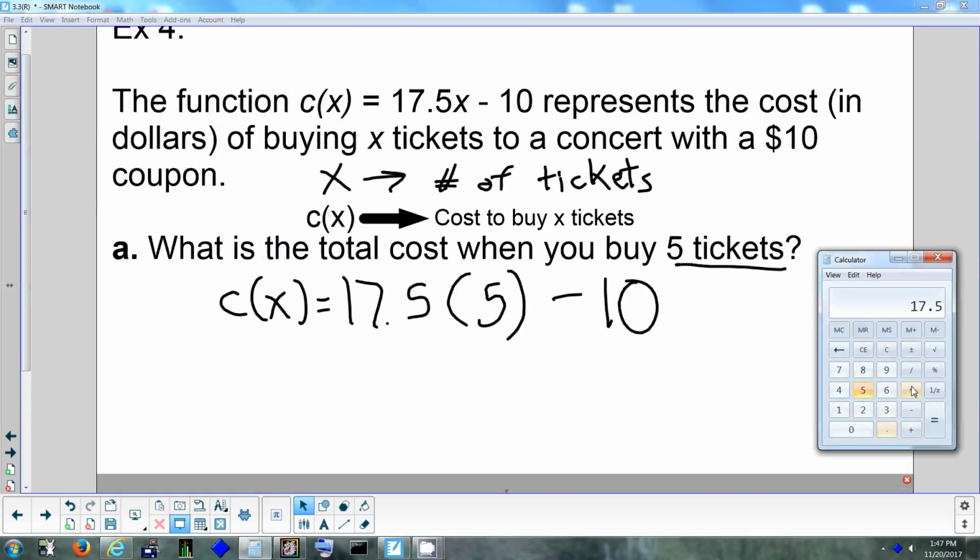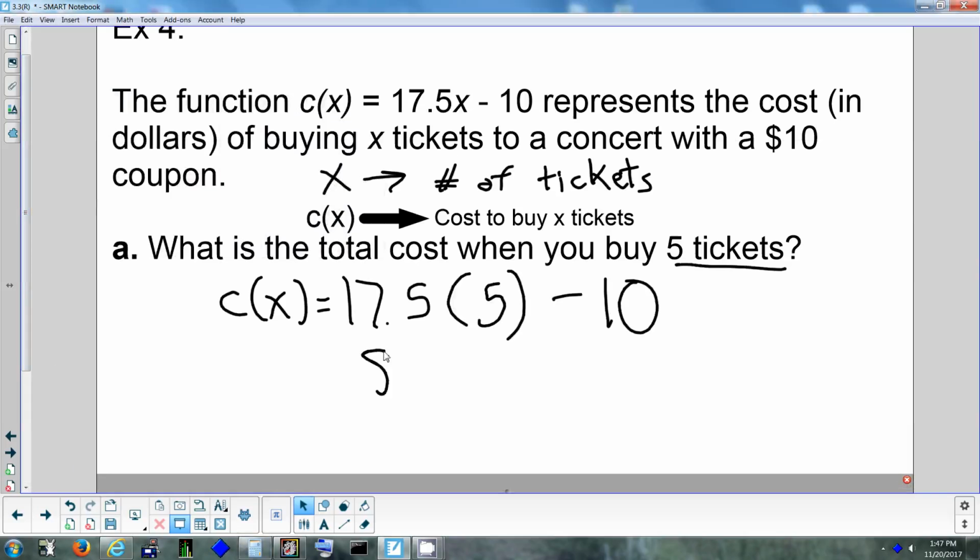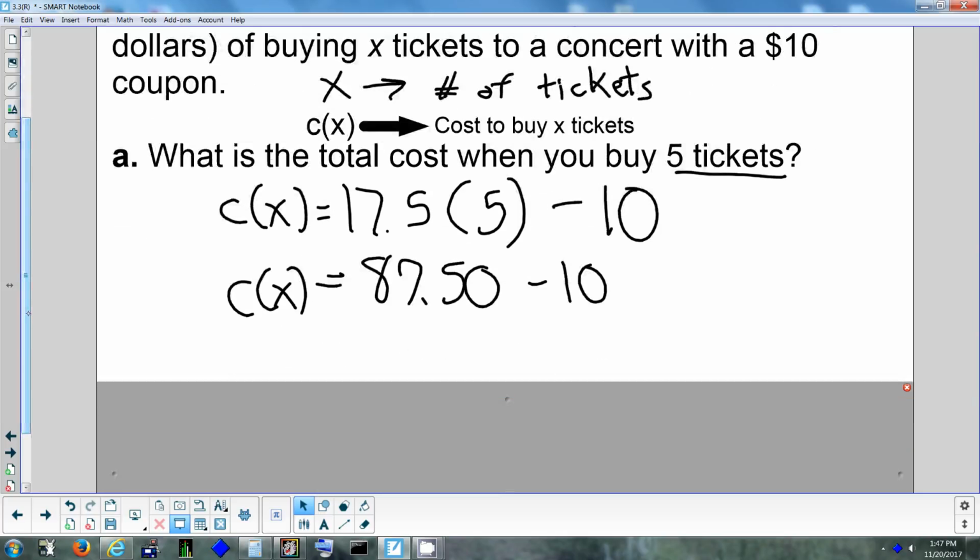Yeah, 87.5. So 8750. And Noah's quick with that math. 8750, right? Equals, I'm writing everything else down. C of X minus 10. I finally have my multiplication. 8750 minus 10. 7750. Good math. So that's how much it's going to cost to buy 5 tickets. 7750.